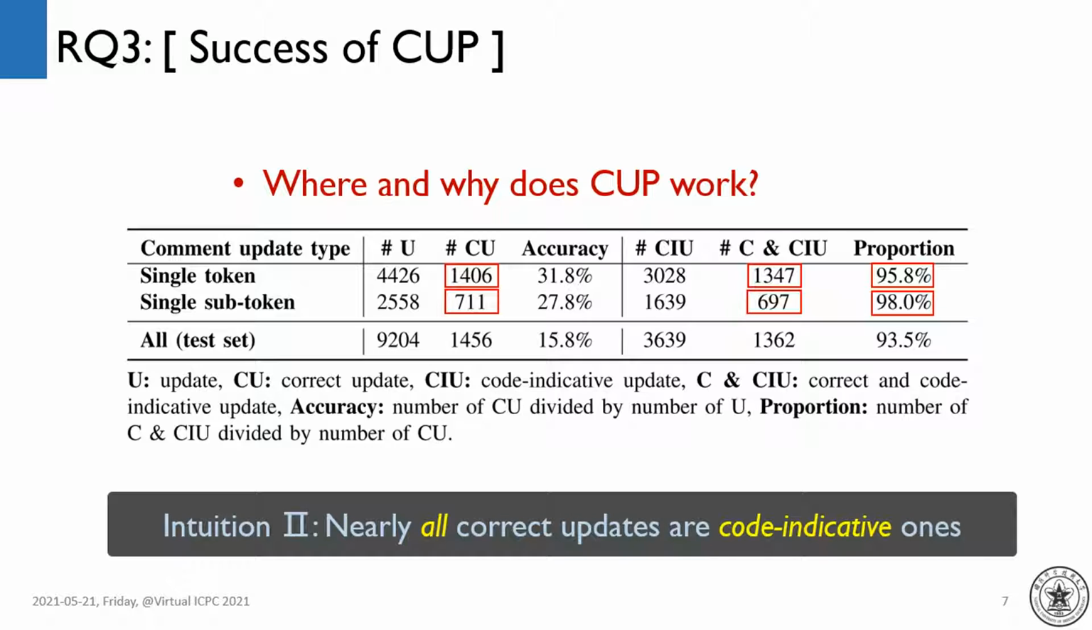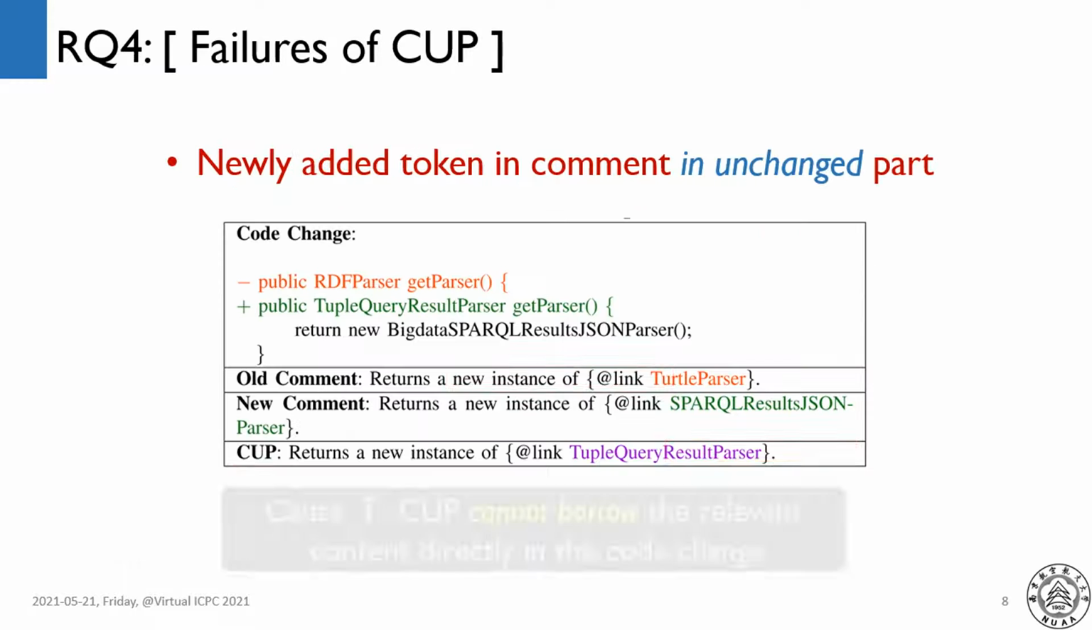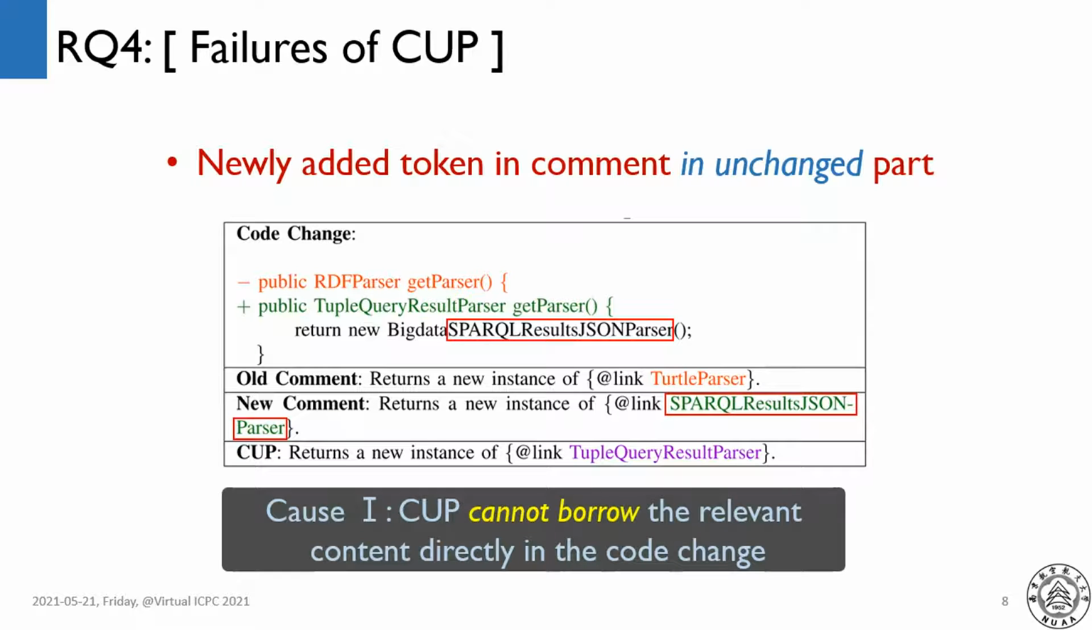Similarly, almost all correct updates are code-indicative single token or subtoken updates. Here we get our second intuition: nearly all correct updates are code-indicative ones. A typical failure example is given here. The newly added token in the comment does not appear in the code change part but in the unchanged part. However, CUP pays more attention to the changed part, and it's hard to predict the newly added token in the unchanged part. Here are the major cases of the failures.